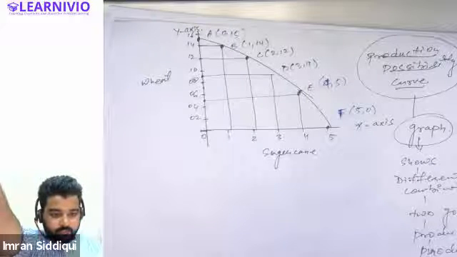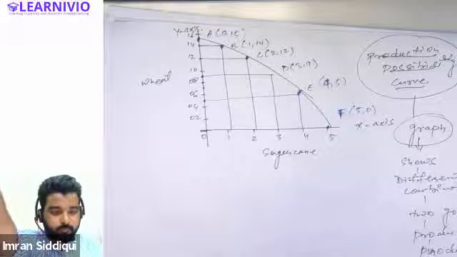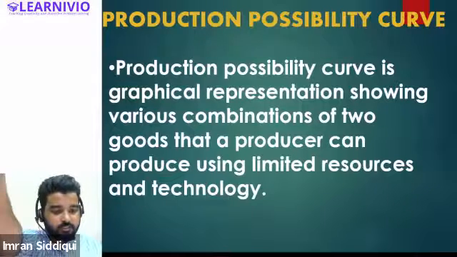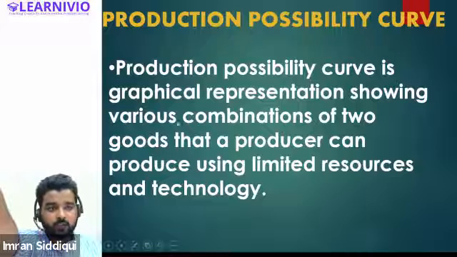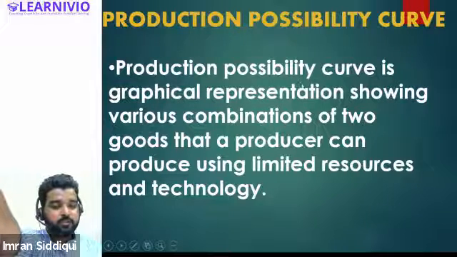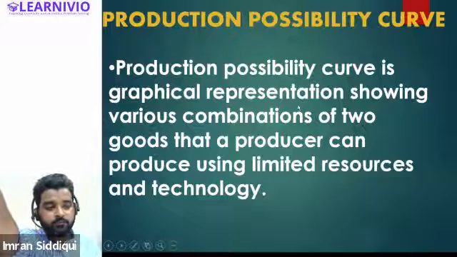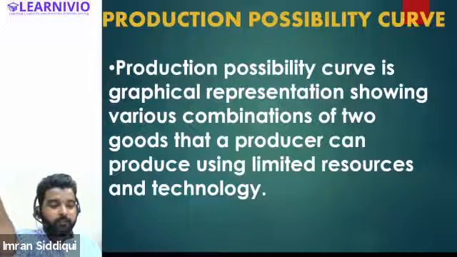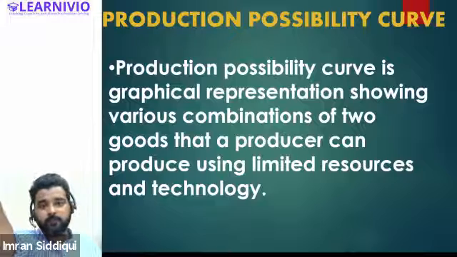Okay, let me explain this concept through PowerPoint. This is our definition of production possibility curve. Now it will be more clear to you, I think. Let's read it. The definition is: production possibility curve is a graphical representation showing various combinations of two goods that a producer can produce using limited resources and technology.